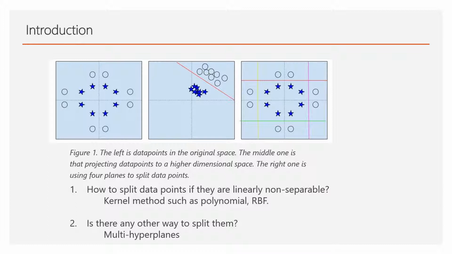Except for the kernel method, there exists another method to do it: multi-hyperplanes. We can utilize several different planes to split data. It's a little like a decision tree's decision boundary.